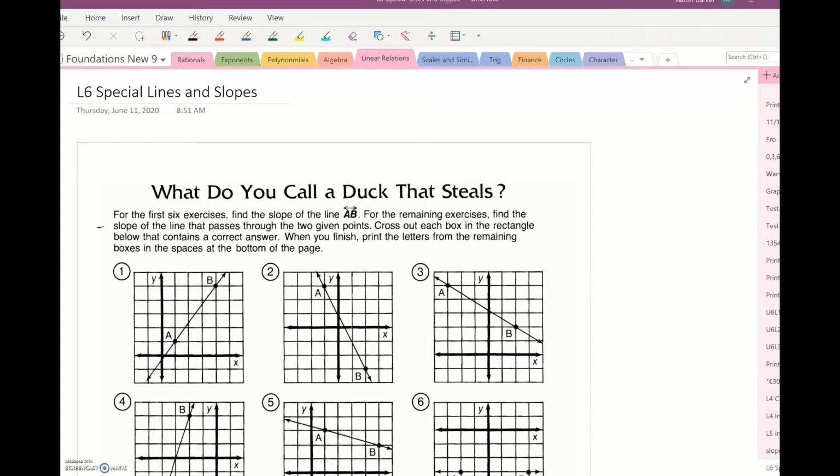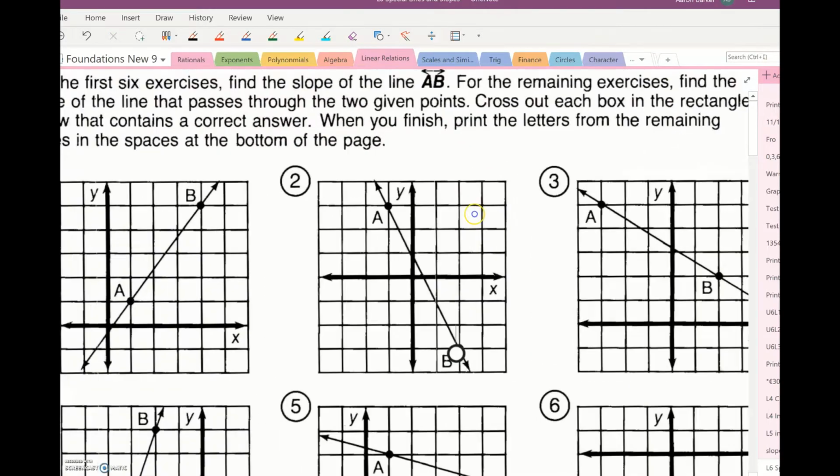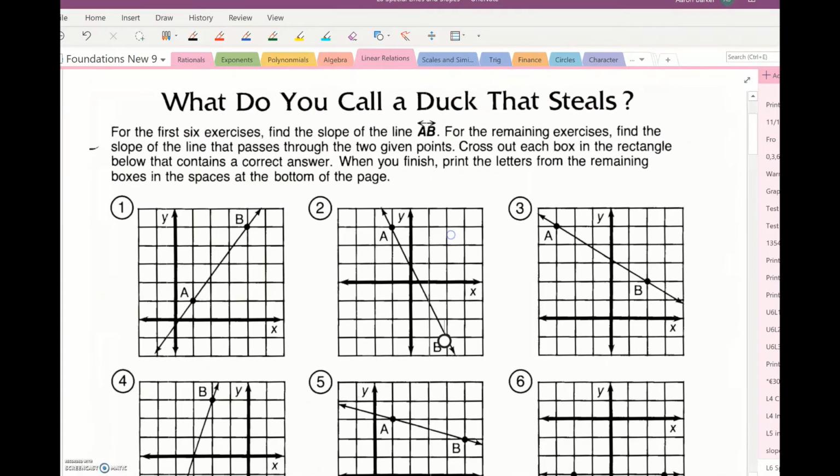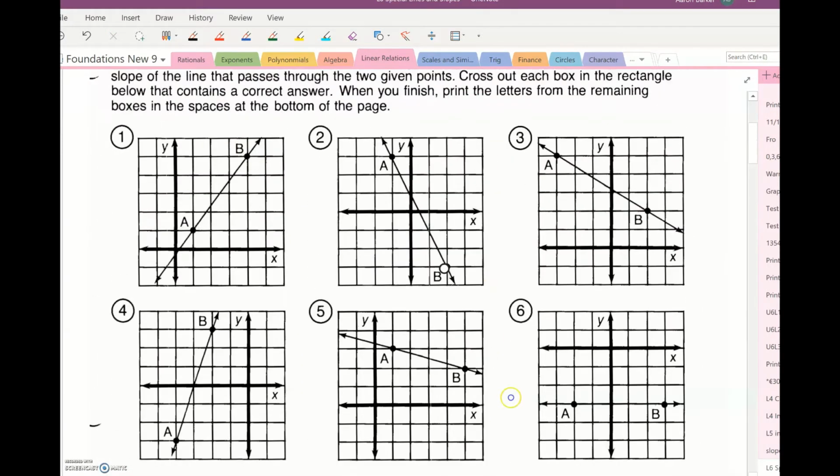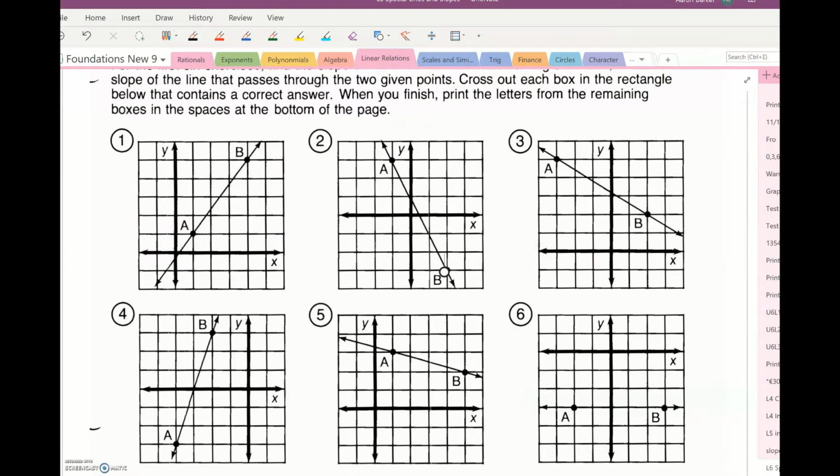Okay, so welcome to today's lesson. What we're going to do first of all is review slopes. So here we have a worksheet, what you call a duck that steals. We have gained slopes from the graph, which we can do quite easily.